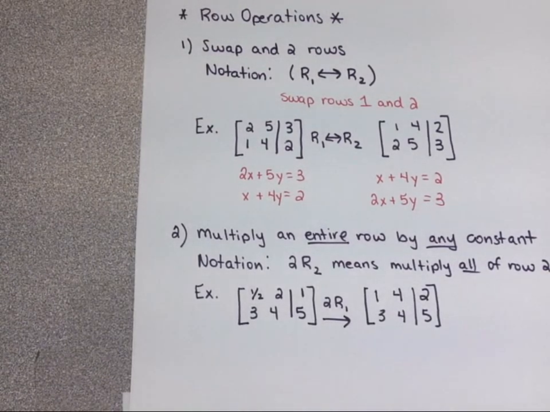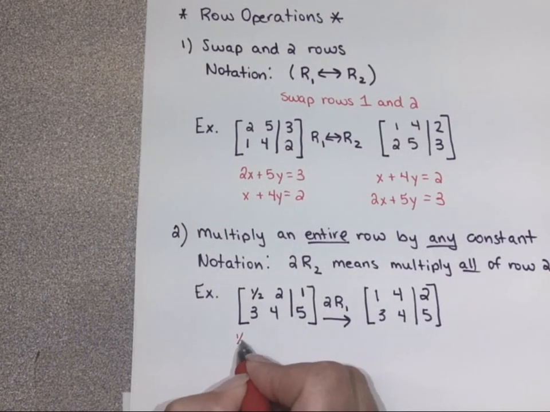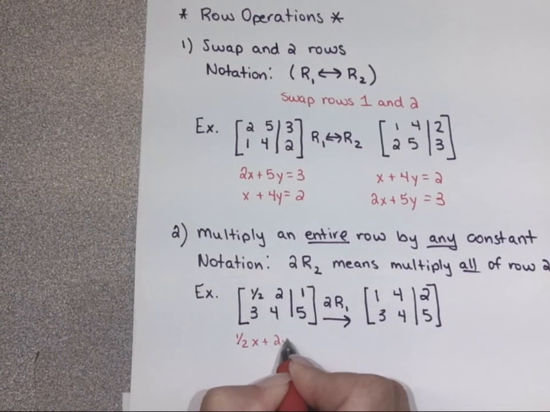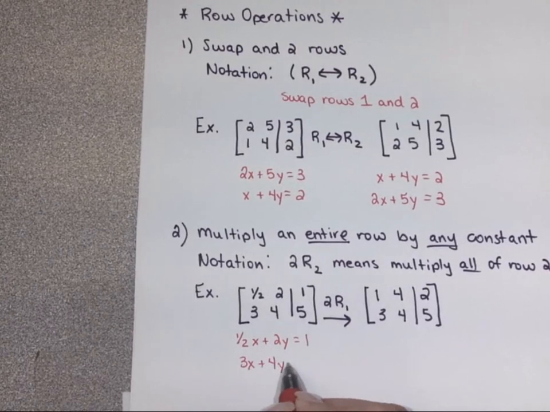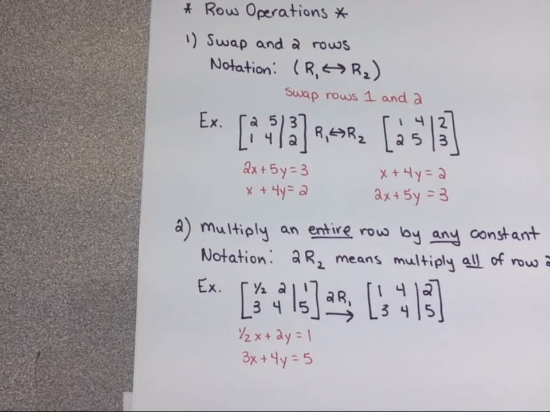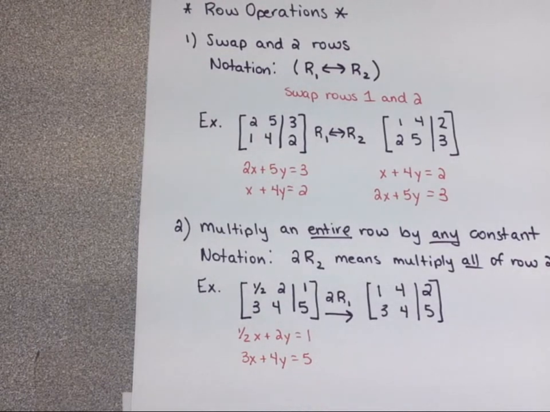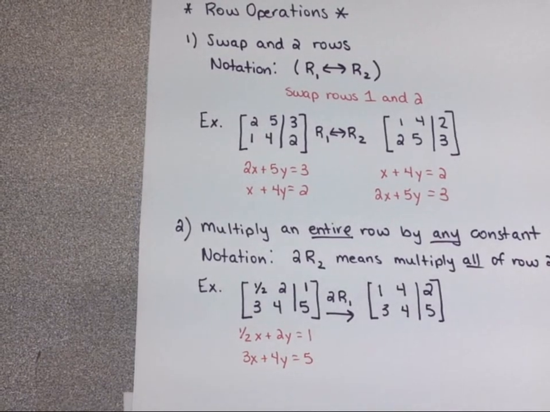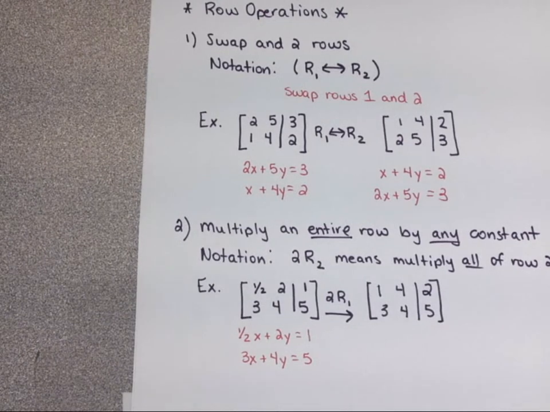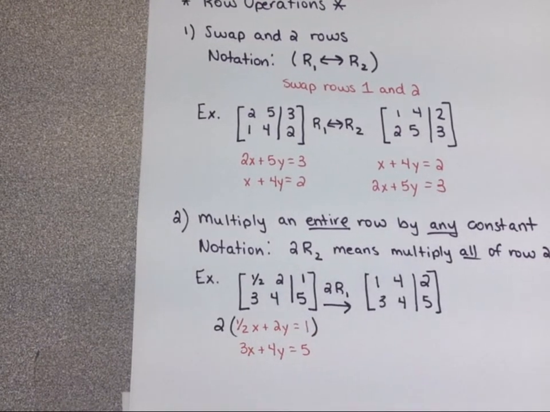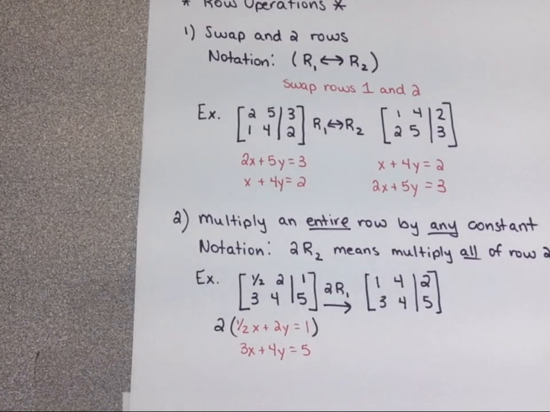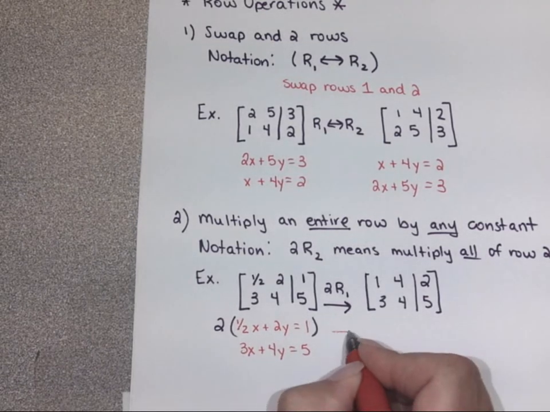So let's talk about why we're allowed to do that. Remember, this means 1/2 x plus 2y equals 1, right? This is 3x plus 4y equals 5. Okay, so notice what I did to get over here, right? I just multiplied everything by what? Multiplied everything by 2. And remember, in algebra, you're allowed to multiply one side by any number you want as long as you also do what? Multiply the other side by that same number, right? So if you were to multiply by 2, then you get what we got over here.